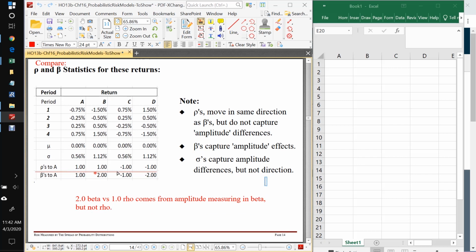And if we follow this through, we see the same thing with C. It has the same amplitude as A, but it's just opposite. So we get a -1 beta. And D is opposite A, but with double the amplitude. So we get a -2. So you see the difference here. Rho and beta are directionally the same, but rho is constrained to be within -1 and +1, and no such restriction for beta. So beta gives us more information.